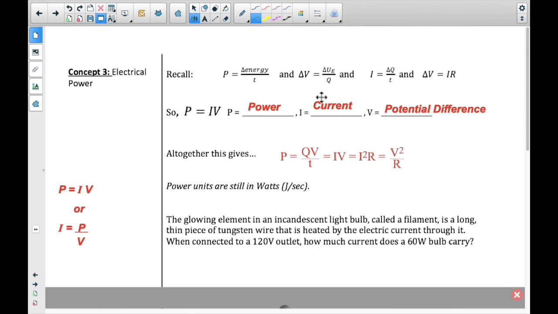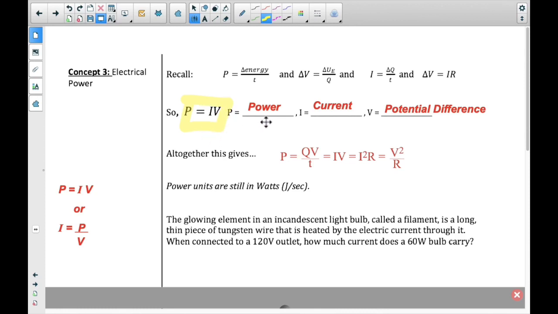We have another formula that has the voltage, change in voltage, potential difference, is change in energy over Q, Q standing for charge. And we have that I is the change in Q, the change in charge, over time. And then we have Ohm's law, V equals IR. The main formula for power is P equals IV. That is kind of our main formula for power, and that is given to you on the AP sheet.